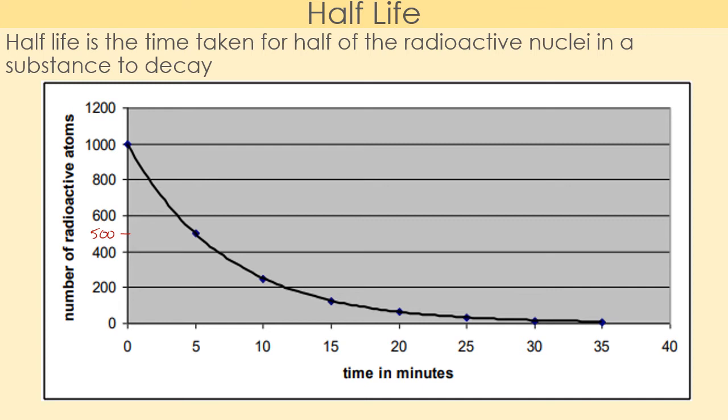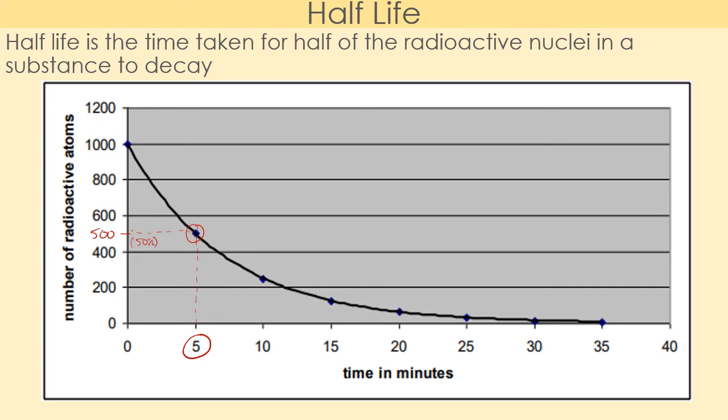So we've got about 500 there, or it's 50% of the original value. And we find where it is on the graph. We've got this point here. And we can see that after 5 minutes, half of the nuclei have gone. We've gone from 1,000 down to 500.